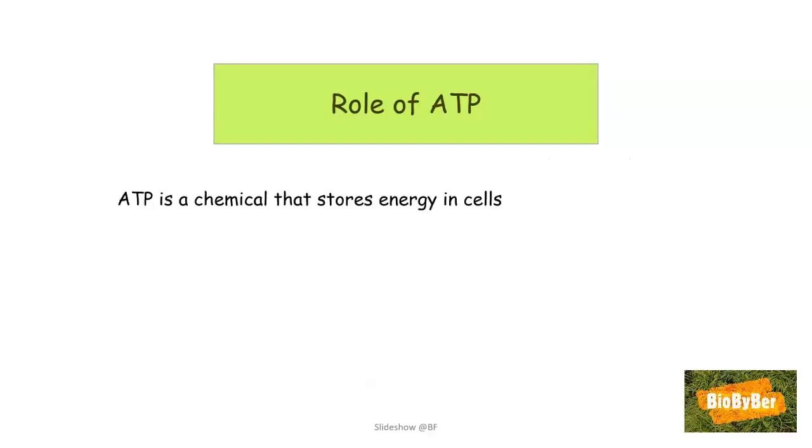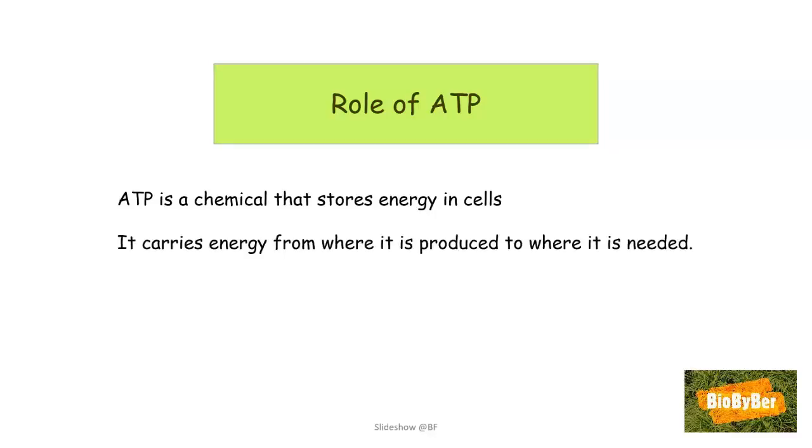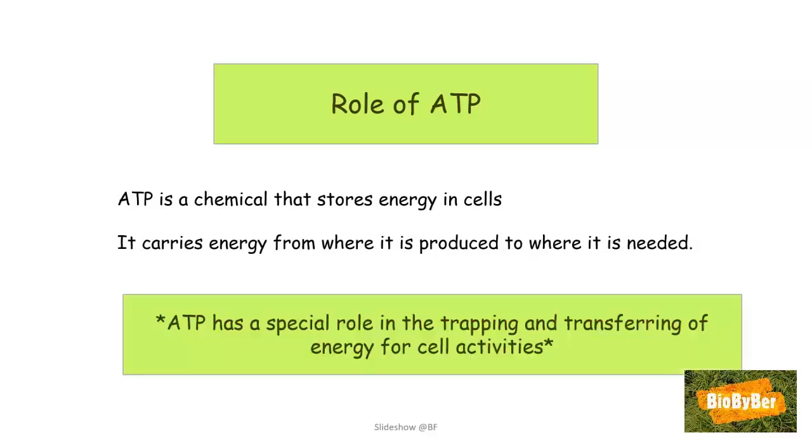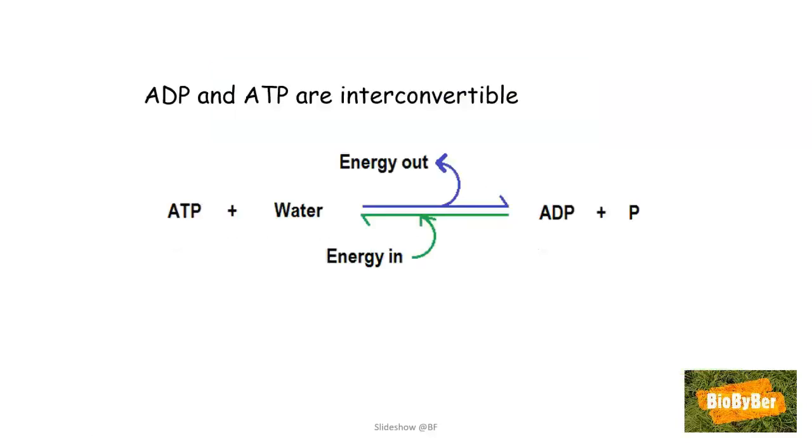Well, ATP is a chemical that stores energy in cells. It carries energy from where it is produced to where it is needed. So in a nutshell, according to the syllabus, ATP has a special role in the trapping and transferring of energy for cell activities. ADP and ATP are interconvertible. This idea of interconvertibility, being converted from one form to the other, is a very important concept that we have to make sure we master.